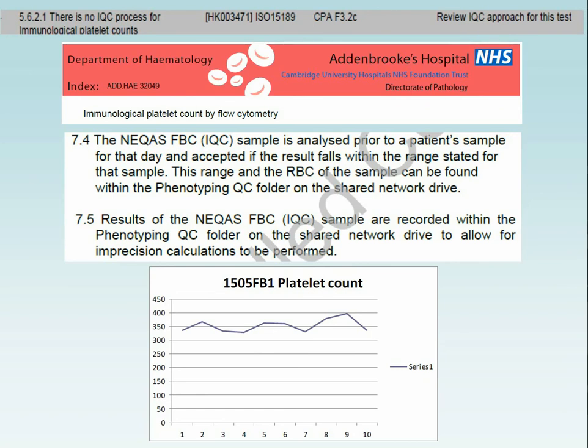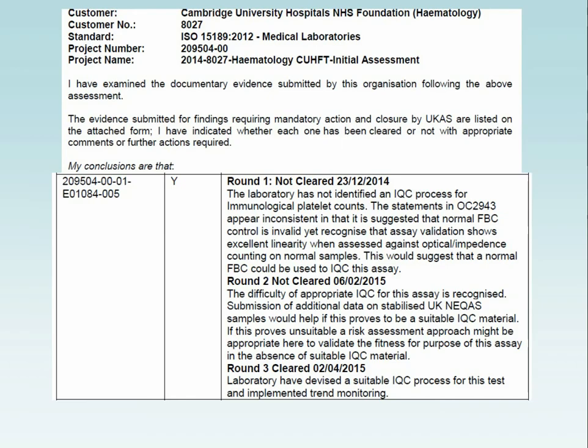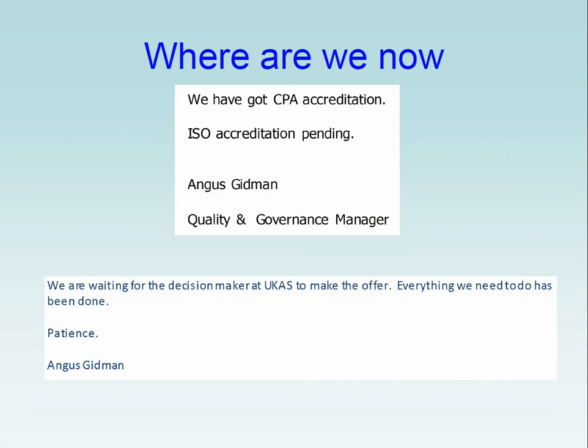And we produced a graph, and that is from the fixed material, from the full blood count material that's supplied by the National Quality Assurance Scheme. We charted that, and that allowed us to calculate an uncertainty in measurement. And that's where we finished up. I do not have any outstanding actions relating to this assessment. And we were cleared. Where are we now?